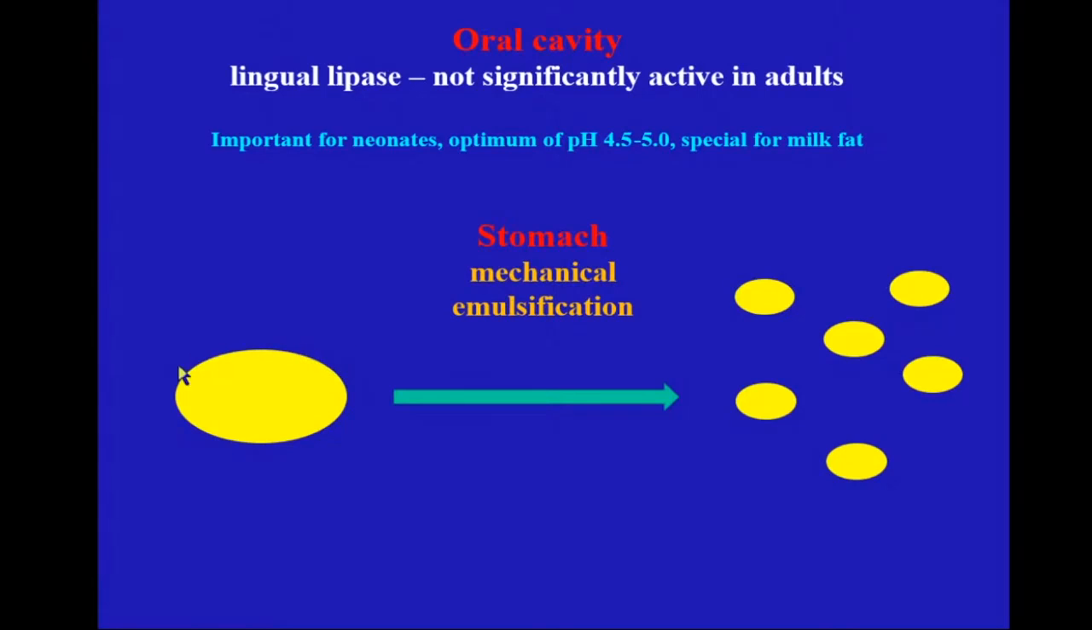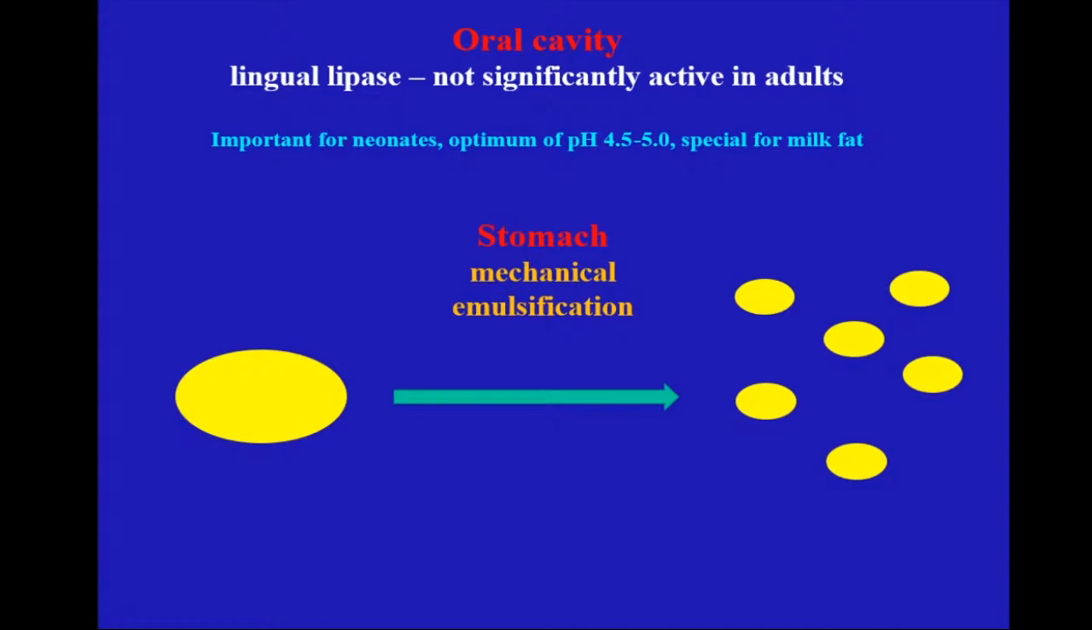So to increase the area of this surface, it is necessary to cut this big drop into small drops, to increase the possibilities for the enzymes to come and interact with the fats which are necessary to digest. So emulsification is a very important step for lipid digestion, and it can be mechanical. I hope that you all understand what I'm talking about.